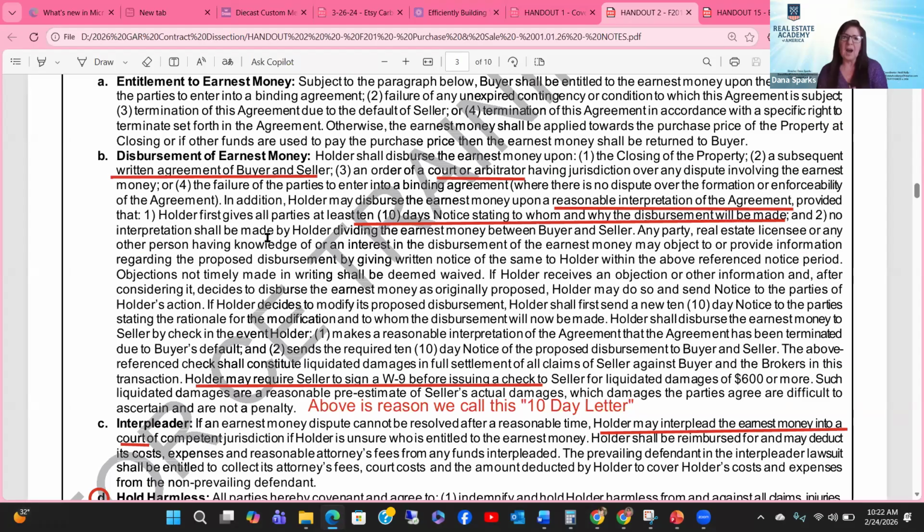That's a termination and release agreement, and I'm going to cover that a little bit later in the class. I have to have buyer and seller agreeing in writing who I'm supposed to give the money to. If I don't have their agreement, I get to do what we call a 10-day letter. Basically, this says the holder may disperse upon a reasonable interpretation of the agreement, but I have to give the party notice. So buyer and seller, you do a TNR, it doesn't close. Buyer and seller don't agree on the release of the earnest money.